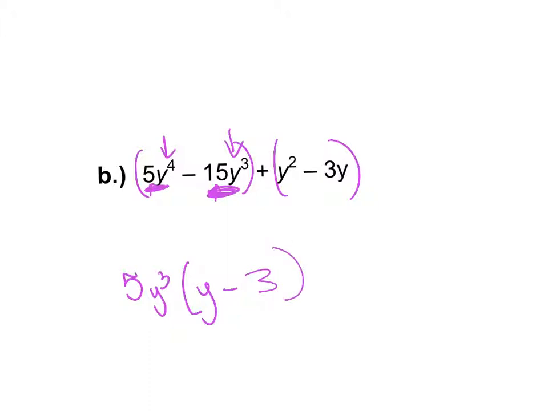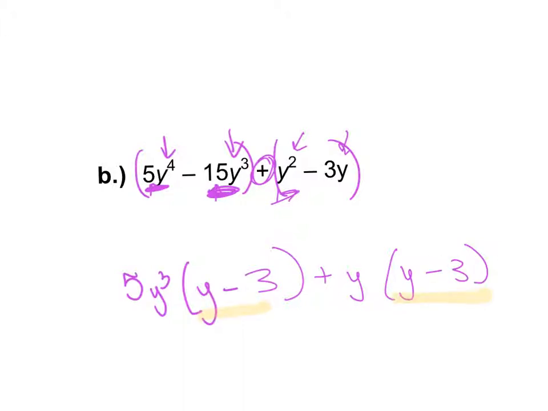And that's it for that group. Next one. What do they have in common? A y. So plus, don't forget that plus, the y. What's left? Y minus 3, because y squared divided by y is y, and negative 3y divided by y is negative 3. To make it more straightforward, you redistribute just to make sure that that's correct. Y squared minus 3y.